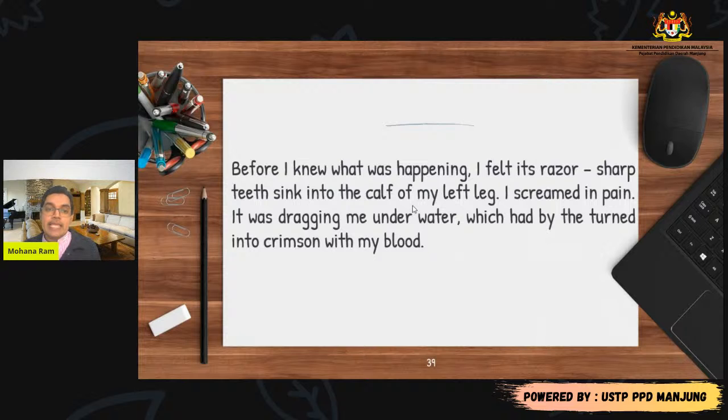I screamed in pain. It was dragging me underwater, which had by then turned into crimson with my blood. So I'm giving here vivid description, detailed description. Crimson means red. See, I'm giving you one paragraph. I said the word crimson. If you do not know the word crimson, now you know. And now you may be able to be using it. Crimson blood was flowing from her head. Crimson blood was flowing from her legs, for example. Okay, now next.